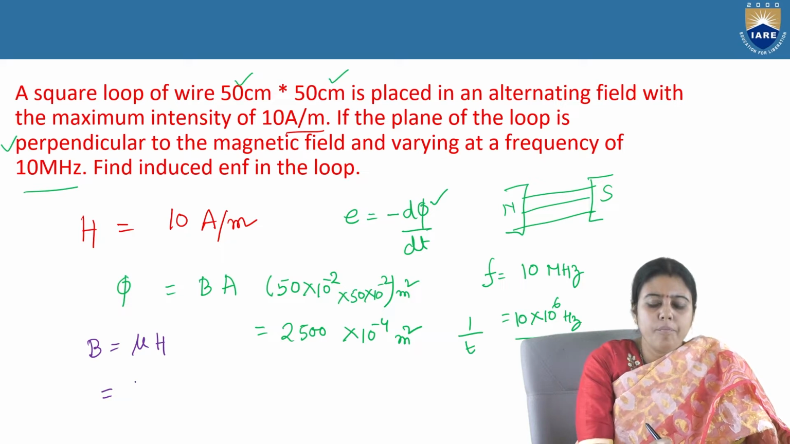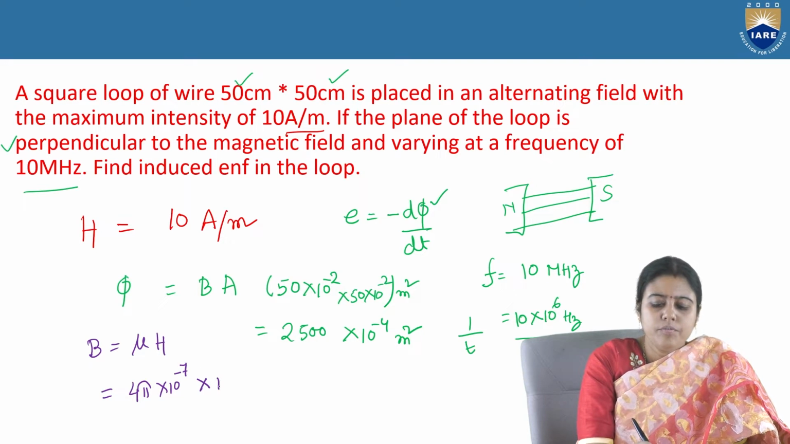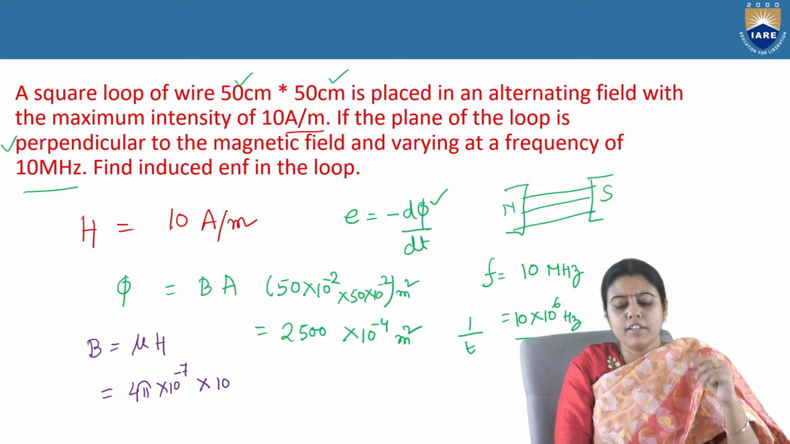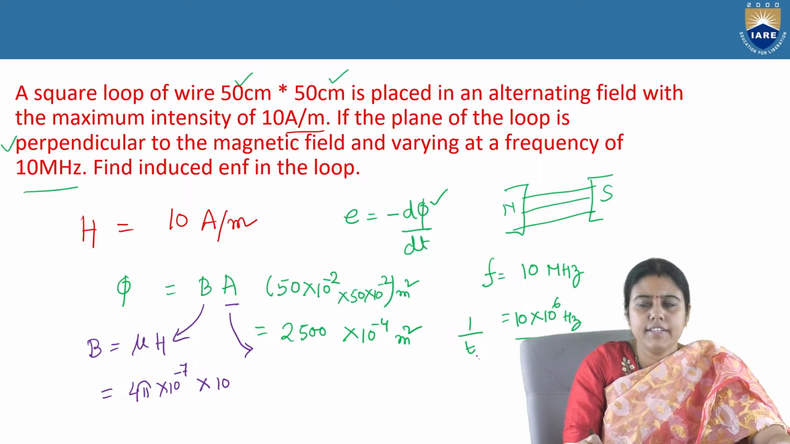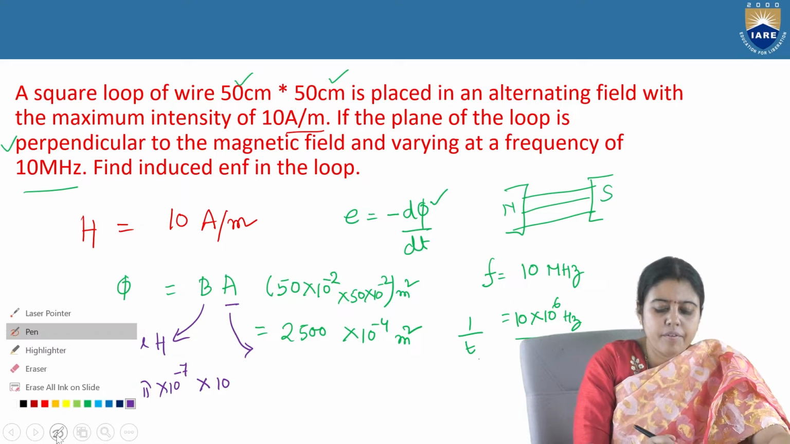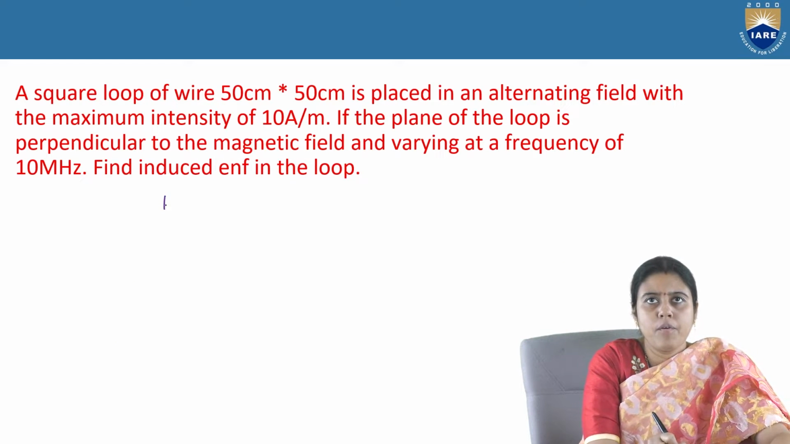What is the value of mu? Mu value is 4 pi into 10 to the power minus 7 into 10. So we got the value of B, we got the value of A, we will get the phi, we got 1 by T. So if we write 1 by 1, H is equal to 10 ampere per meter.